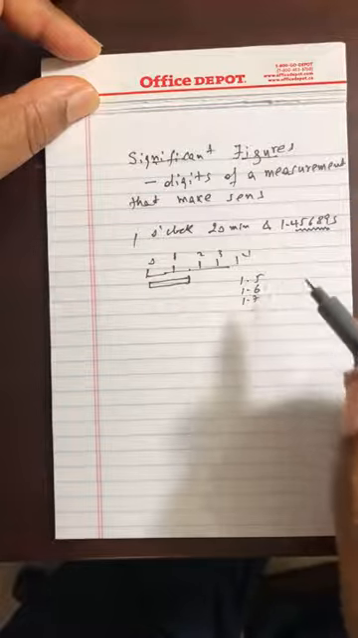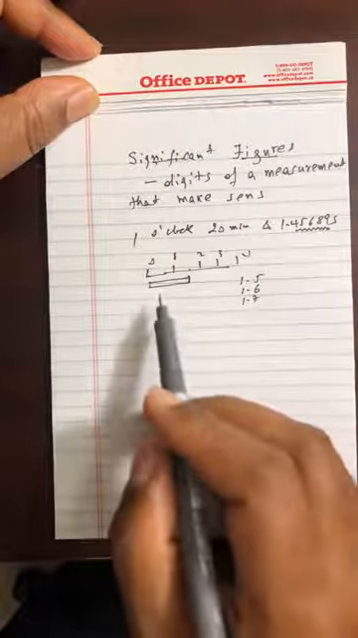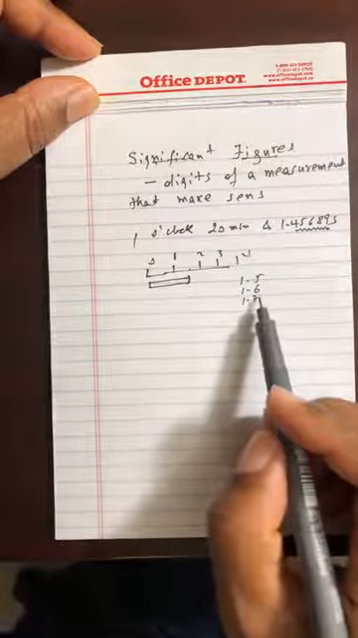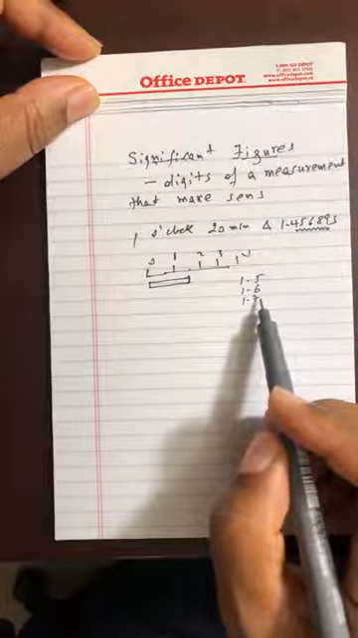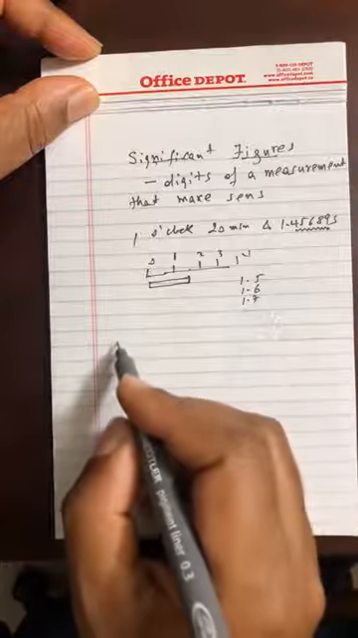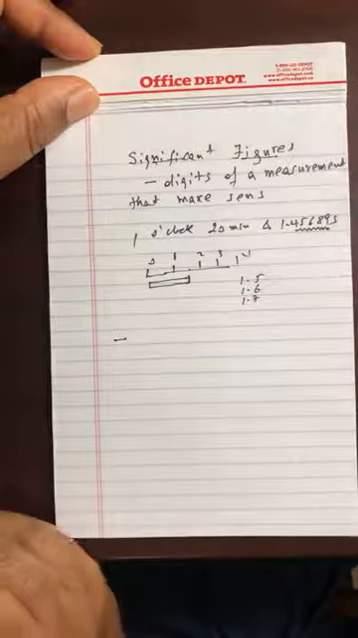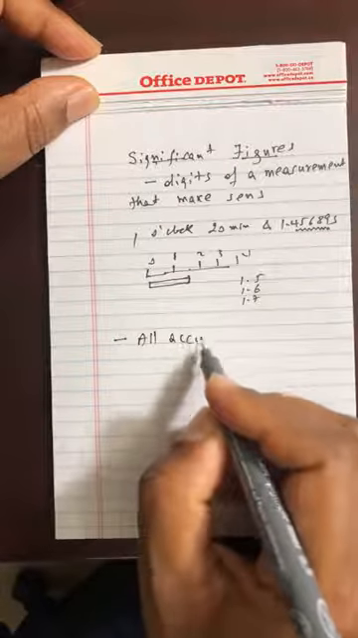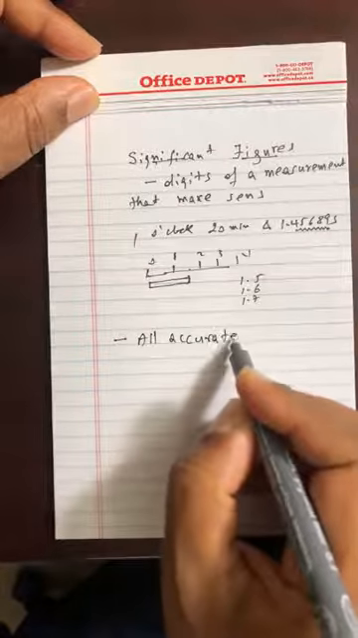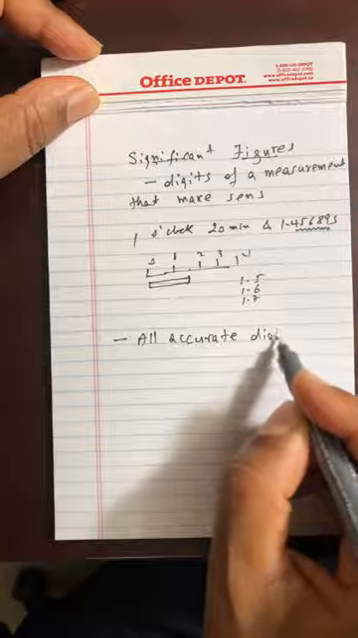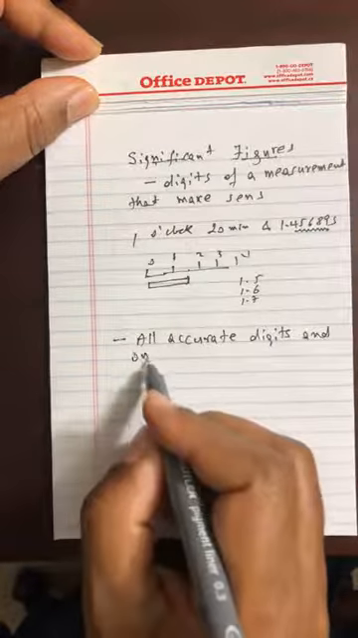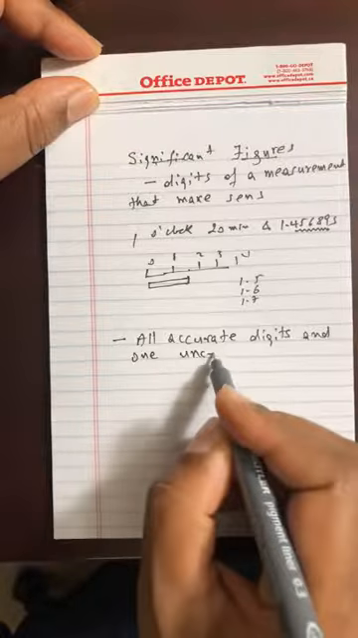Basically what we call significant figures is all accurate digits and one uncertain digit. You're allowed to guess one digit but no more. So the scientific definition of significant figures is all accurate digits and one uncertain digit.